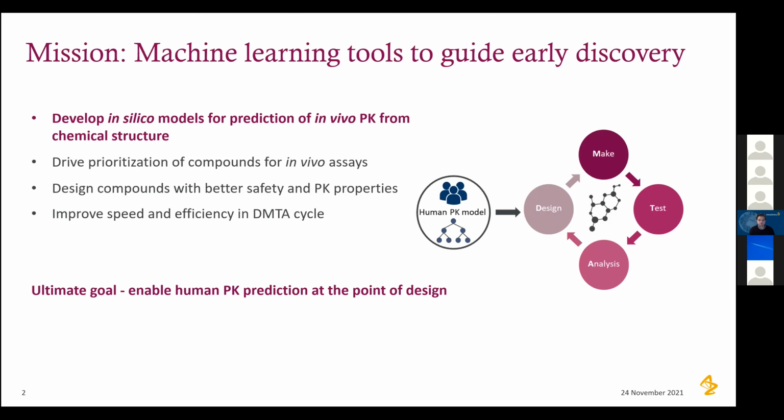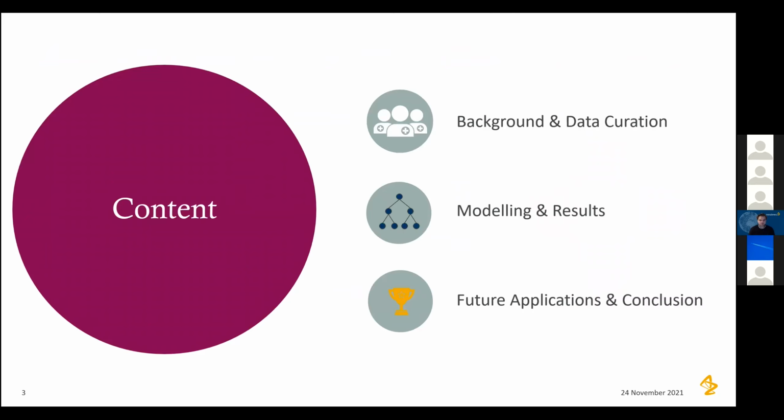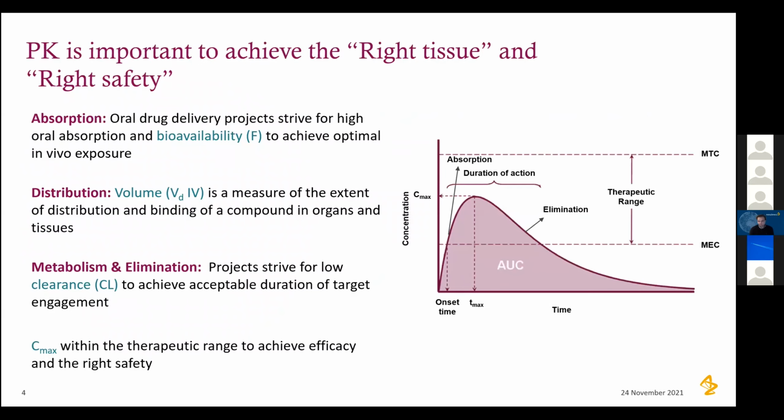So that would help us to design compounds with better safety and PK properties. And by doing that, it would improve the speed and efficiency of the design, make, test, analysis cycle presented on the left. So this is what we're trying to do here. This talk will be divided roughly into 3 sections: background and data creation first, followed by modeling and the results, and lastly, how we want to apply these models and some conclusions.